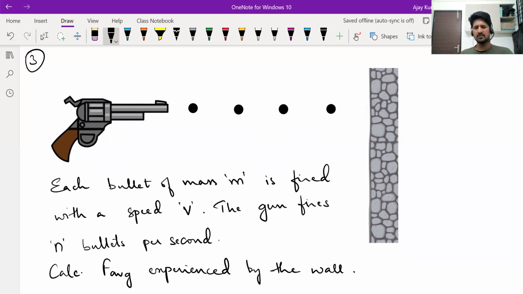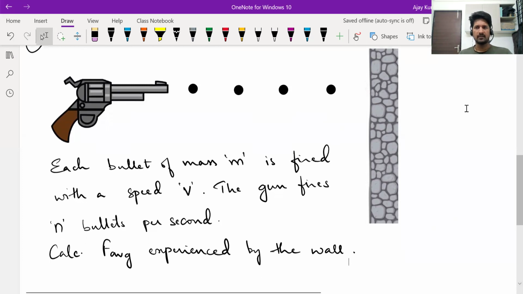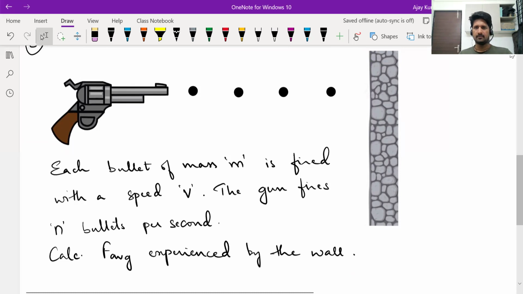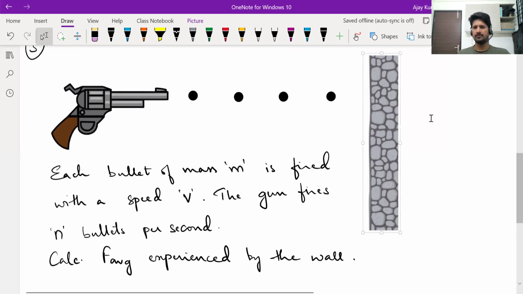Try this, all of you. The difference between the previous question and this one is that in the previous question, you are specifically given the time in which the bullet loses its momentum. This time, you are just told how many bullets are fired per second. Based on that, you have to find out. And here also, you make the same assumption. Bullet stops or comes to rest after colliding with the wall. Okay, that assumption has to be made. Try this, all of you.